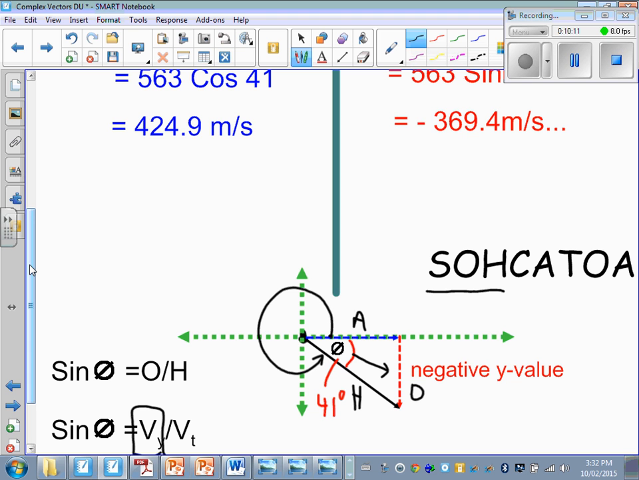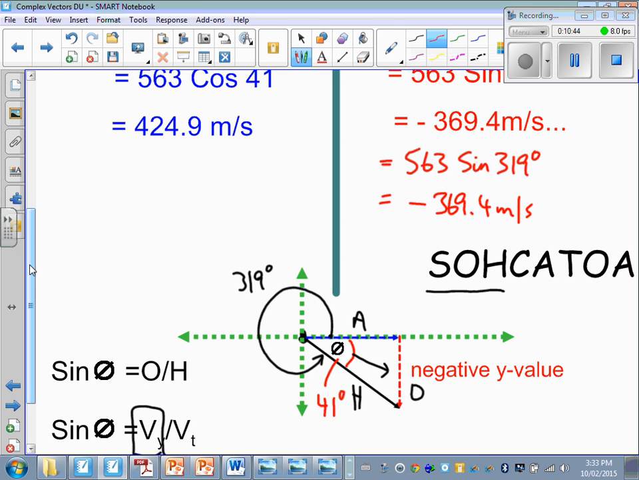Now we know that the full thing is 360, so the angle that I've just traveled there is 360 minus 41, which is 319. Now if you decide that you want to avoid all the sketching and all that, if you put in here 563 sine 319, it will actually spit out a negative value. So you don't need to change the sine value. So it will spit out a negative.